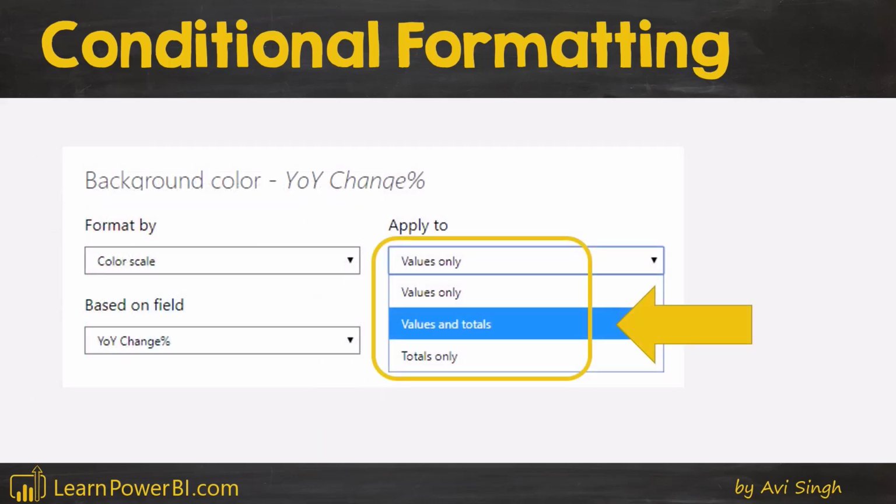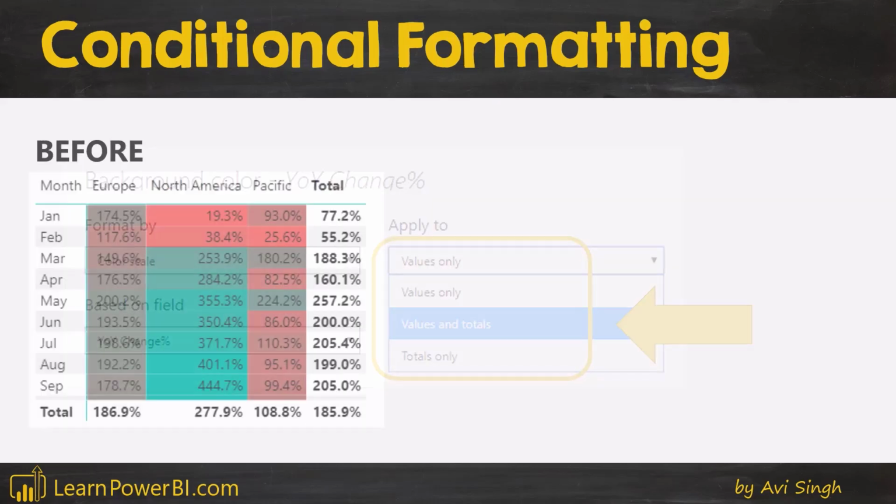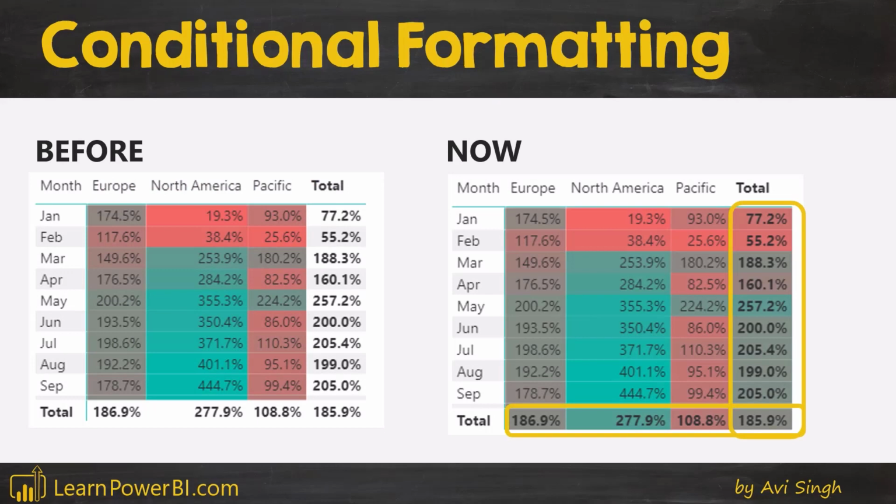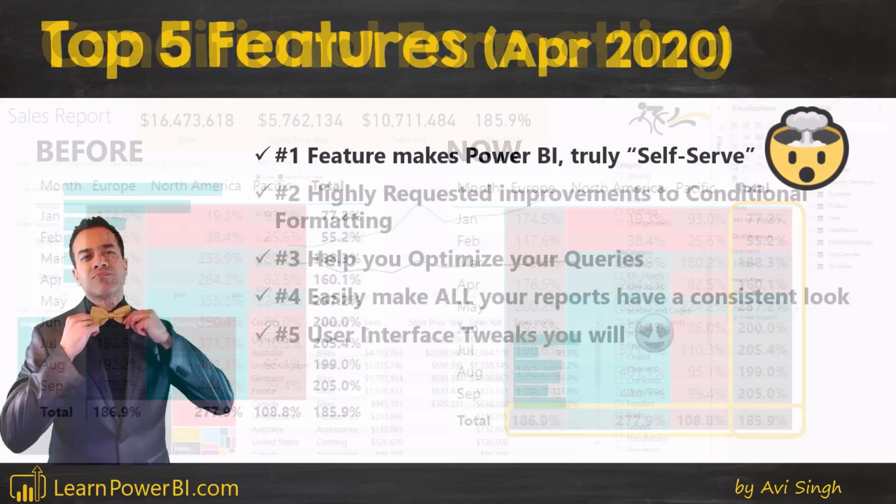And the Power BI team has heard you loud and clear, and now they have this option to apply any conditional formatting to either values only, values and totals, or totals only. So it gives you a lot more control. So earlier, which looked like this, can now look like this. So that's our number 2 feature.